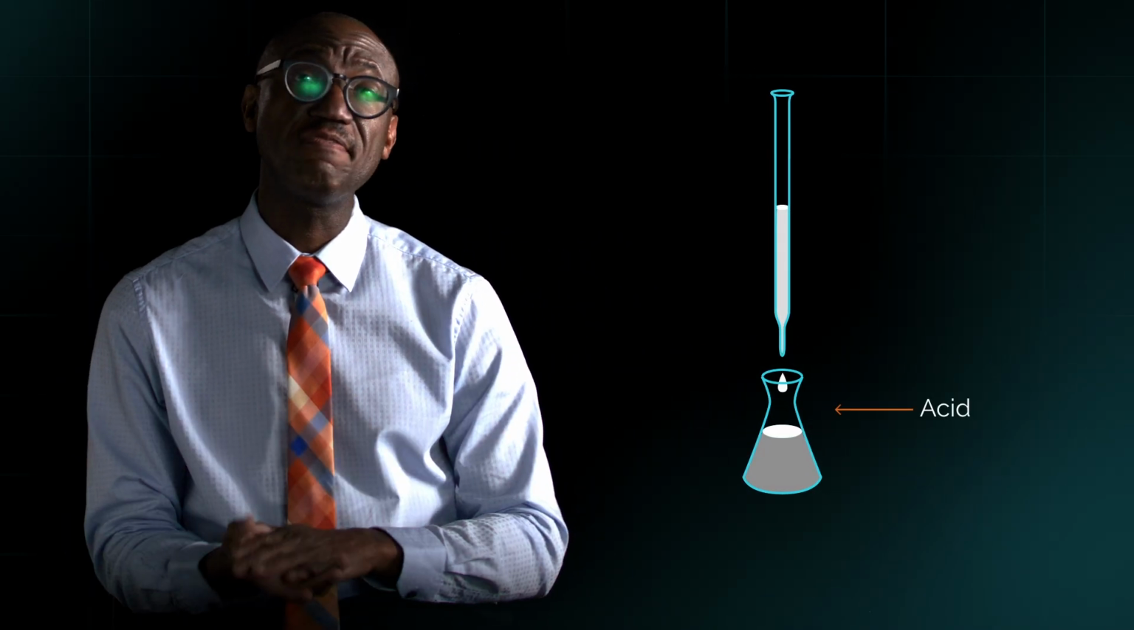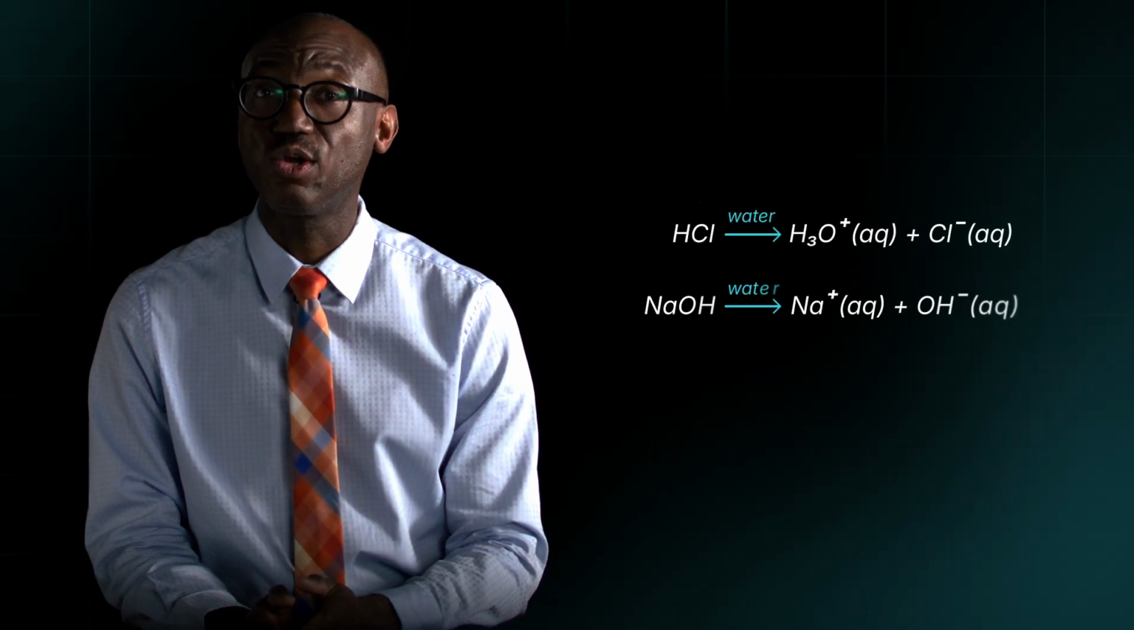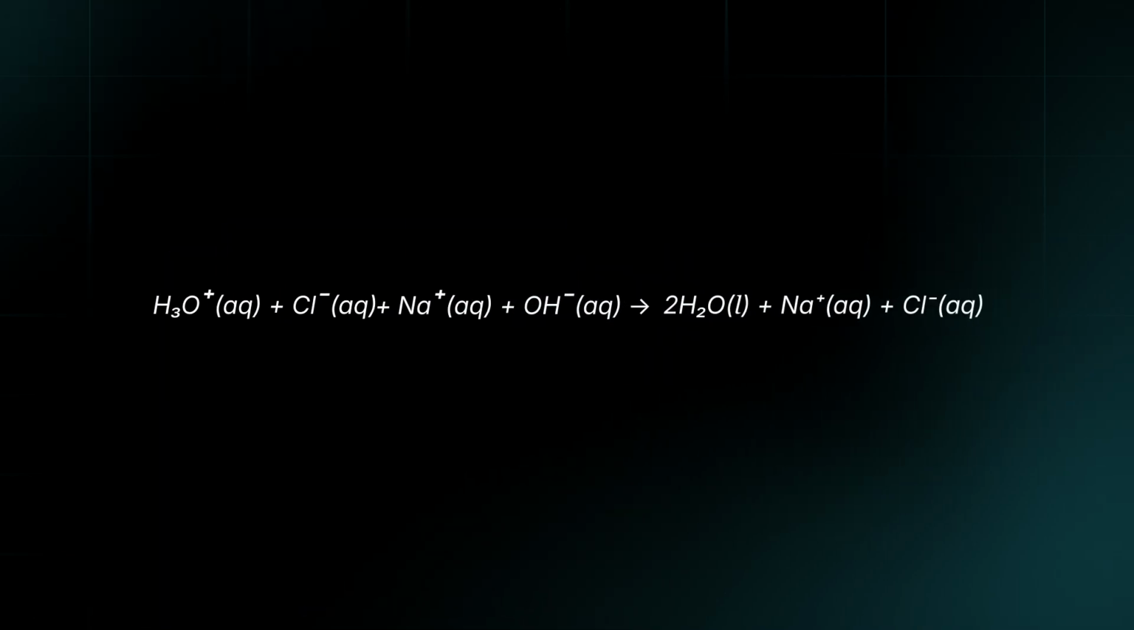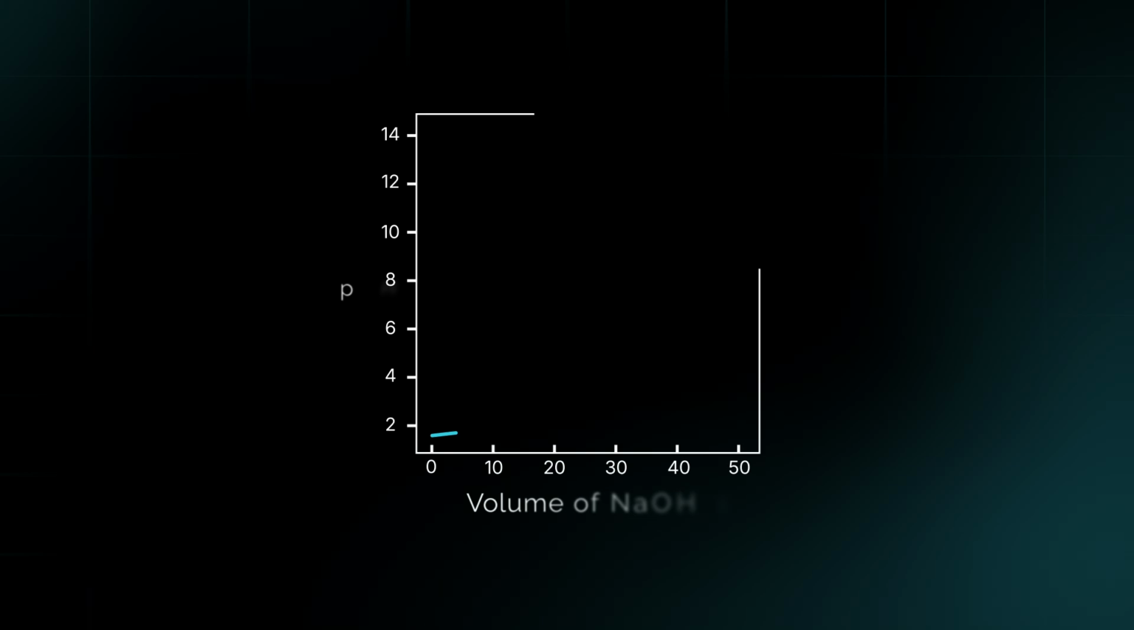We'll start by titrating a strong acid with a strong base, and then switch to a weak acid titration. In both cases, the acid is placed in a flask and the base is added gradually. For the strong acid and base, we'll use hydrochloric acid, HCl, and sodium hydroxide, NaOH. In solution, the key reaction is shown here. Let's examine the titration curve.